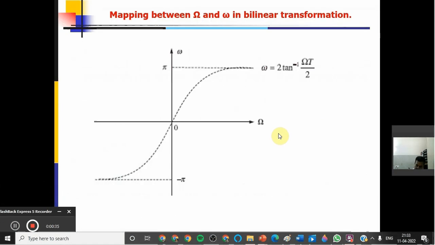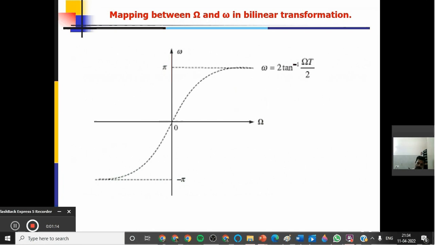Now we are going to see a concept called frequency warping. In bilinear transformation, the relation between analog and digital frequencies is non-linear. From this graph we understand that the relation is non-linear. So when the S-plane is mapped into the Z-plane using bilinear transformation, this non-linear relationship introduces distortion in the frequency axis, which is called frequency warping.